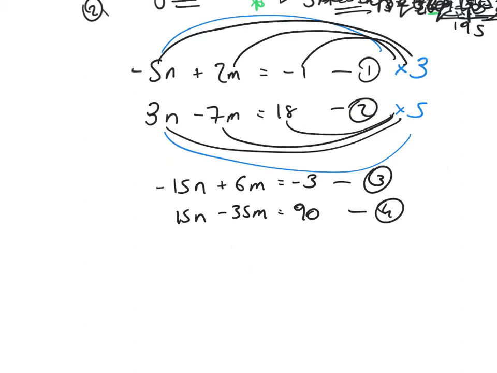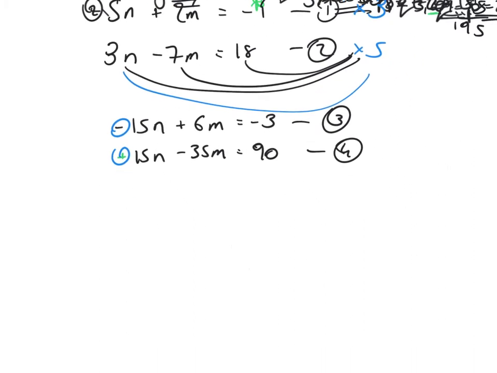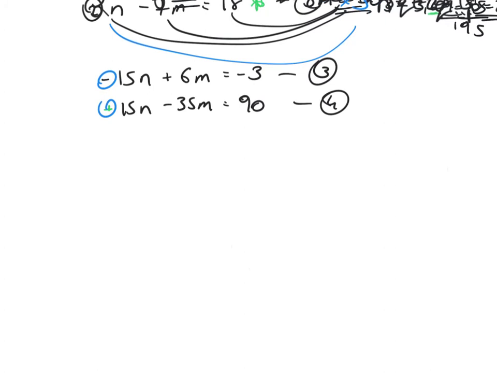Okay, I've got 15 in there, so that's obviously a plus. And signs are different, signs are different, and I'm going to add the equations. So equation 3 plus 4. Okay, they'll cancel out. 6m, I'm going to add on minus 35m. Take your time, be careful, minus 29m. Minus 3 plus 90, 87.